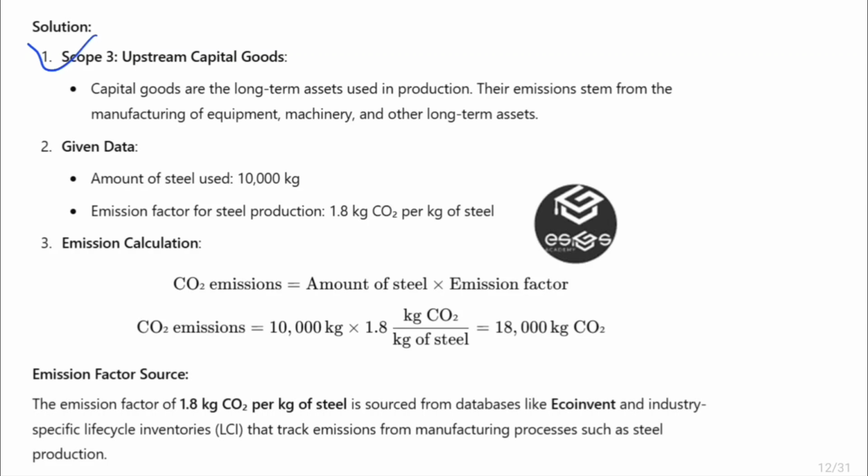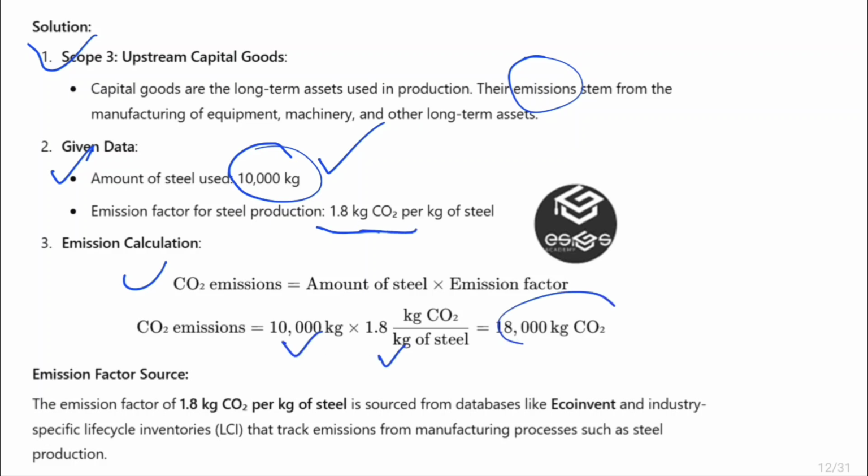Let us see the solution part. We see upstream capital goods like long-term assets which are used in productions, and the emissions are stemming from the manufacturing of the equipment, machinery and other long-term assets. To understand these emissions, basically we need to follow the life cycle analysis again. And we have to find out what are the life cycle inventories, and the given data in the question is amount of the steel used is 10,000 kg. Okay, and the emission factor is 1.8 kilogram CO2 per kg of steel. So CO2 emissions will be like amount of steel multiplied with emission factor. So these are multiplied, and this is the answer, 18,000 kg CO2.